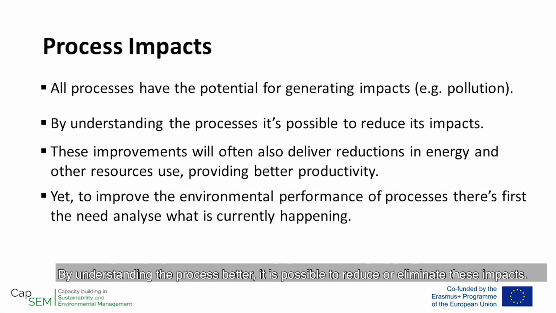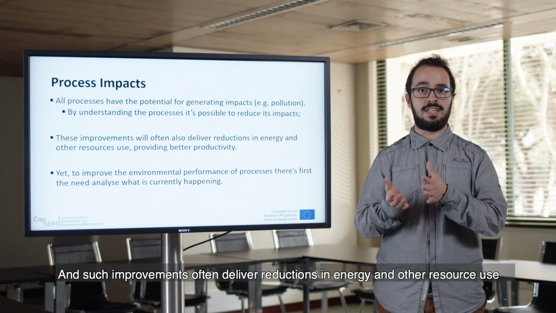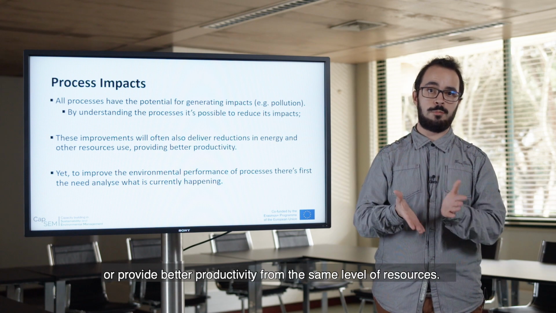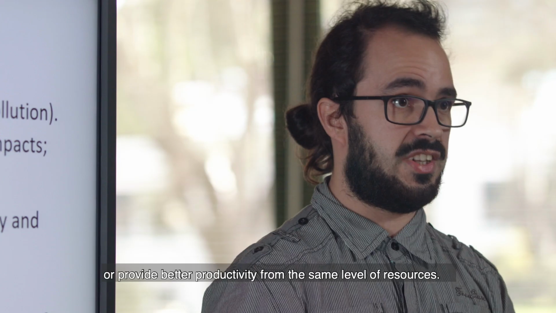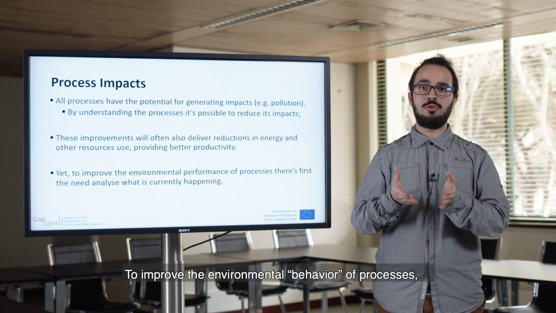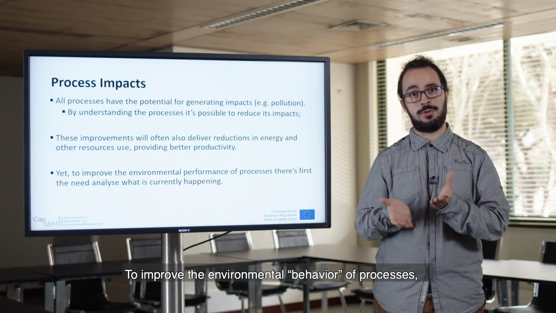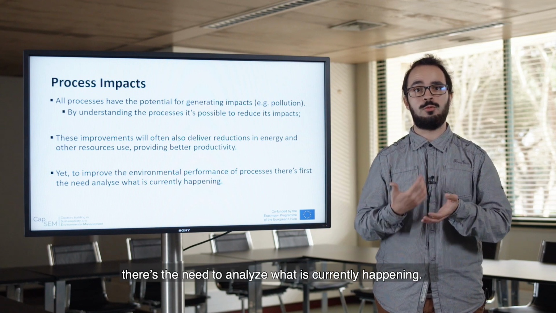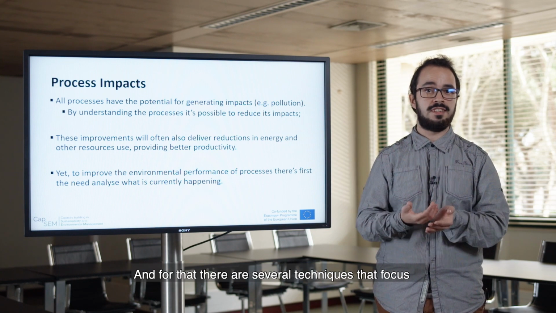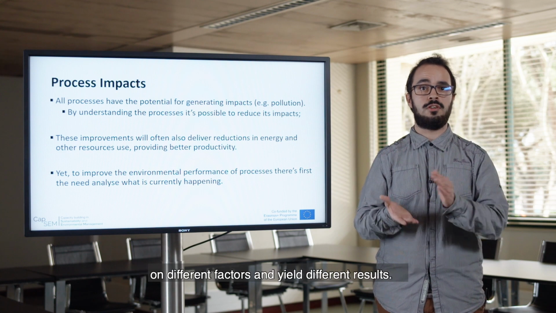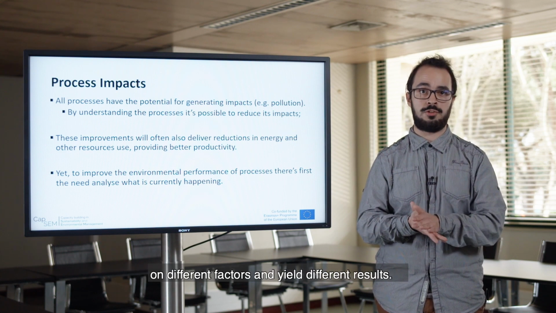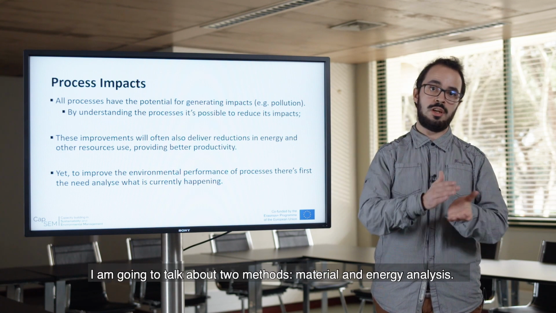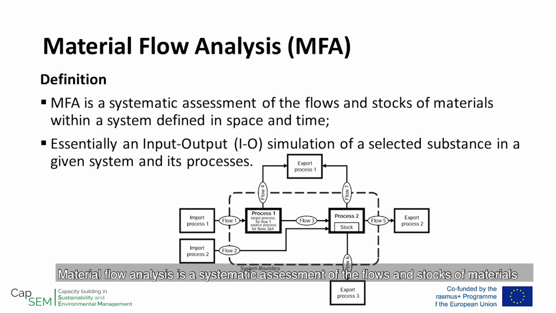By understanding the process better, it is possible to reduce or eliminate these impacts, and such improvements often deliver reductions in energy and other resource use, or provide better productivity for the same level of resources. To improve the environmental behavior of the processes, there is a need to analyze what's currently happening. And for that, there are several techniques that focus on different factors and yield different results. I'm going to talk about two methods, material and energy analysis.